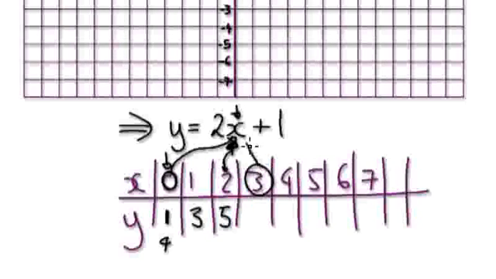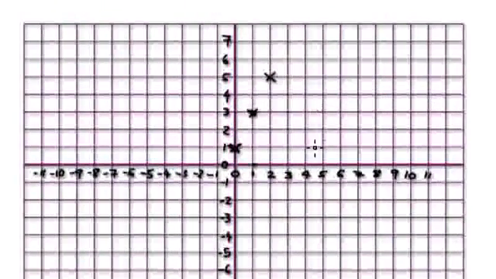So put the 3 into this x here. So 2 times 3 would be 6 plus 1 here would be 7. So when x is 3, y will be 7. Okay, so what that means is when x is 3 here, y will be 7. So it will be right here.